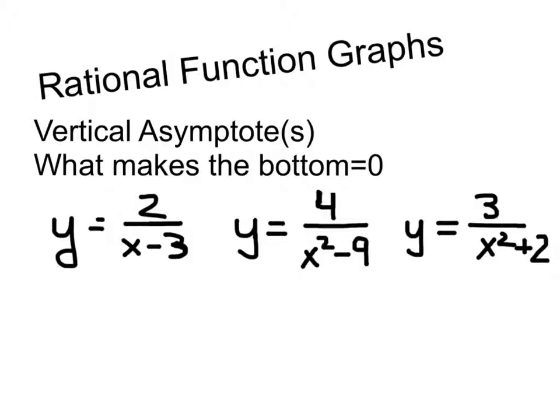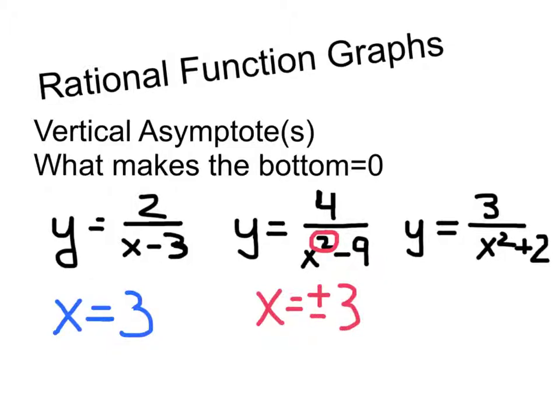Some of the multiple choice questions on the exam are matching the function with the graph, but a lot of them are just questions about intercepts. The vertical asymptote is what makes the bottom equal to 0. And for this first function, the vertical asymptote would be at x equals 3. For the next function, and a lot of you tend to miss this, this is squared, so it has 2 possible answers. So it has 2 vertical asymptotes at x equals positive and -3.